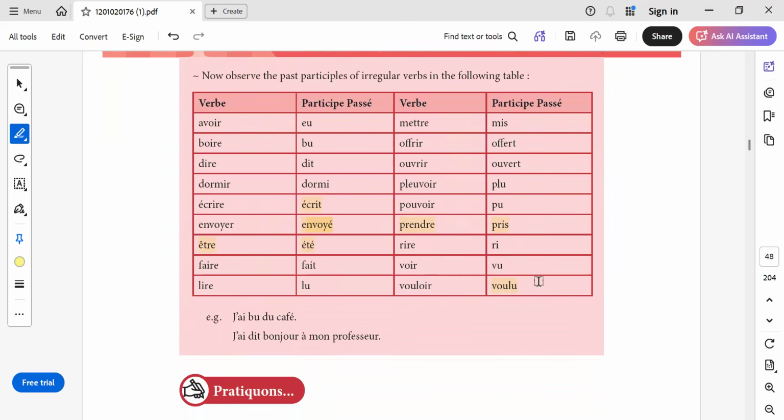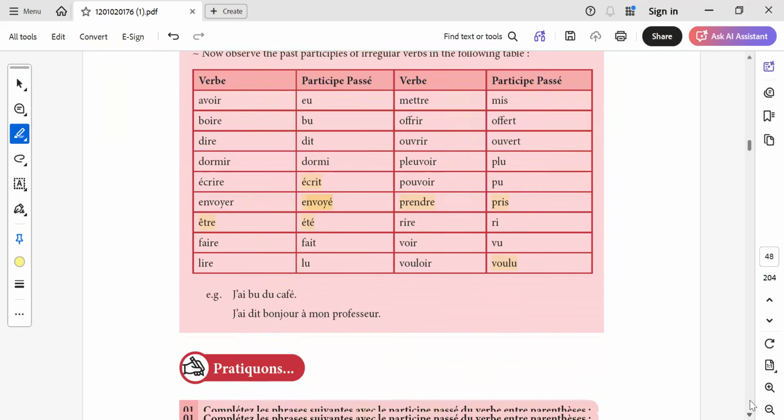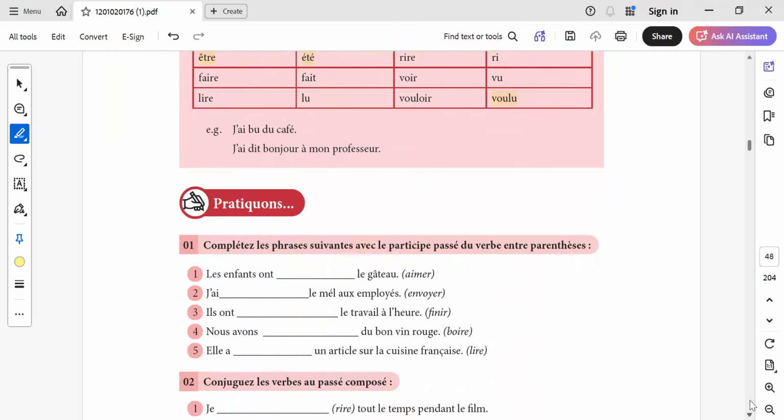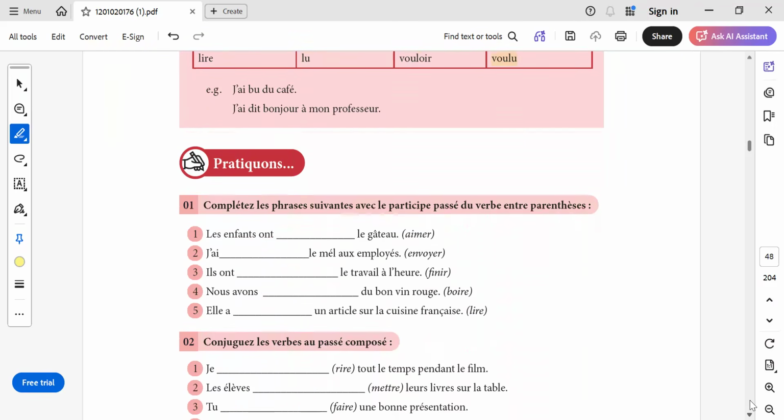So these are the common verbs. Please note that all these verbs are with avoir in passé composé. See the examples. J'ai bu du café. J'ai dit bonjour à mon professeur. So here are some examples. Alors, pratiquons. Let's solve this exercise. Let's see if we have understood.